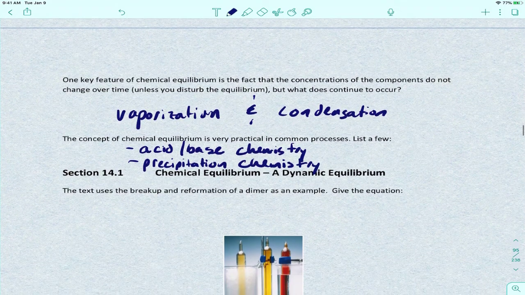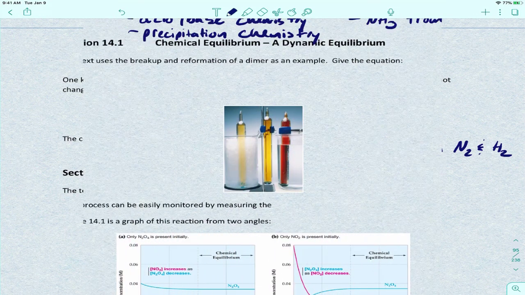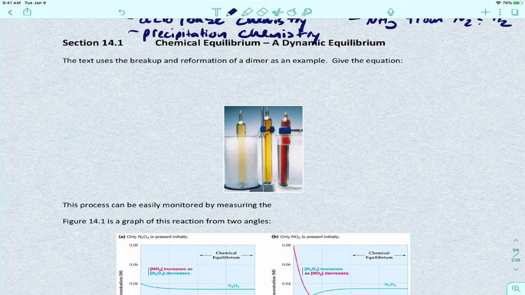We can also take a look at another type of equilibrium. This one's going to be more prevalent. Let's say you take ammonia, NH3. In order to make NH3, you have to make it from N2 and H2. Let's take a look at another example of equilibrium. This time, let's take a look at an actual chemical reaction.